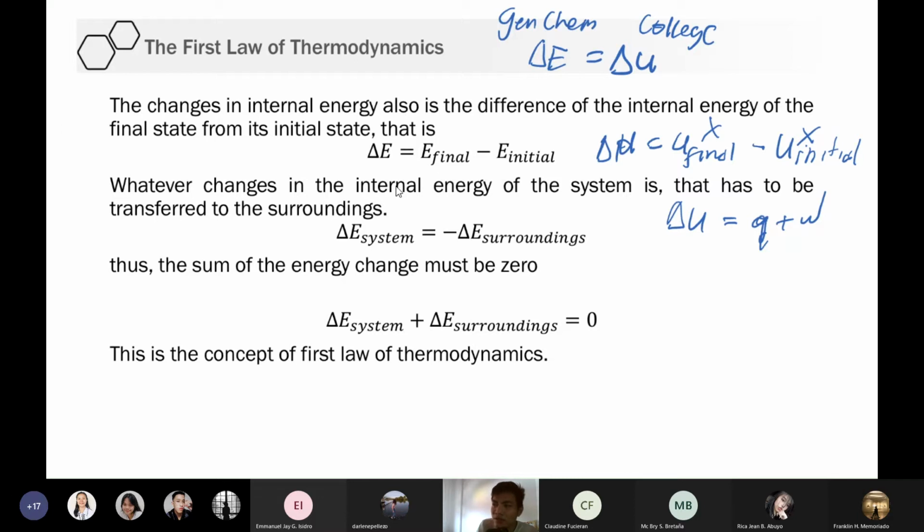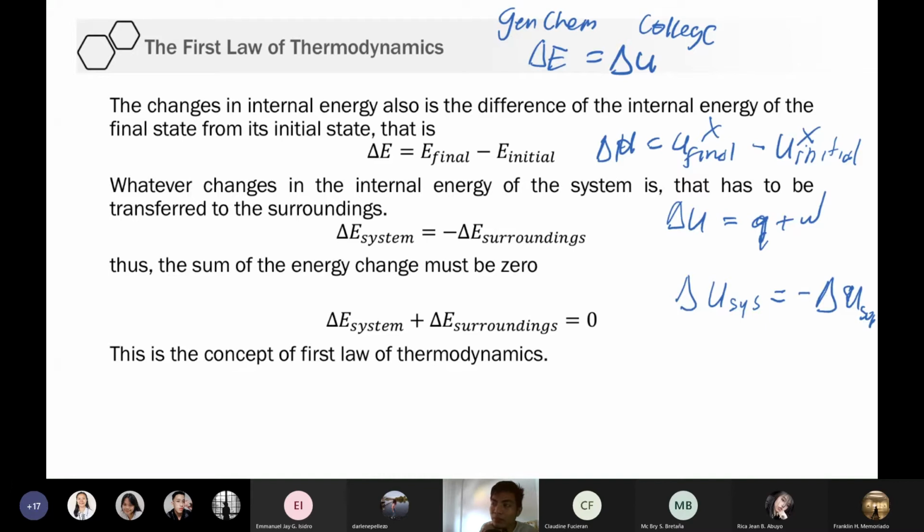Also, whatever changes in the internal energy of the system has to be transferred to the surrounding. Okay? So, ibig sabihin, yung nasa system, malalabas yan to the surrounding. Okay? So, for example, yung laman ng battery, nasa loob yun ng battery. Then, since ginamit natin yun, nasa labas na siya ng system, nasa labas na siya ng battery. Yung heat, nag-dissipate na siya sa environment. No? Yung work, yun, naging ventilador na siya. Na-fill mo na yung hangin. Yun yung work niya. Okay.